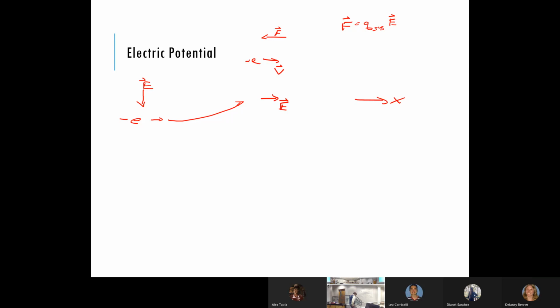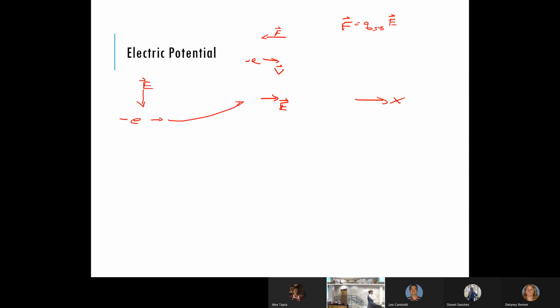Question. What's the acceleration in the horizontal direction? The electric field is pointing straight down. What's the acceleration in the horizontal direction? 0. Good.